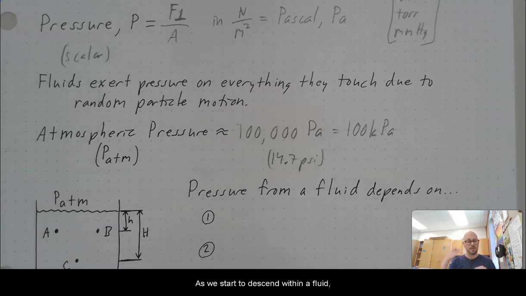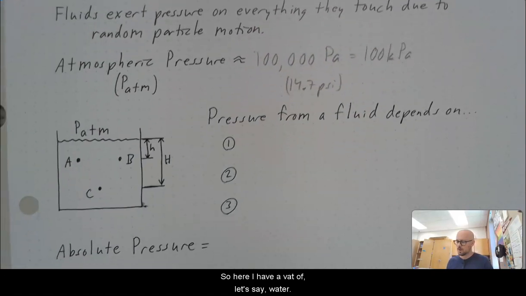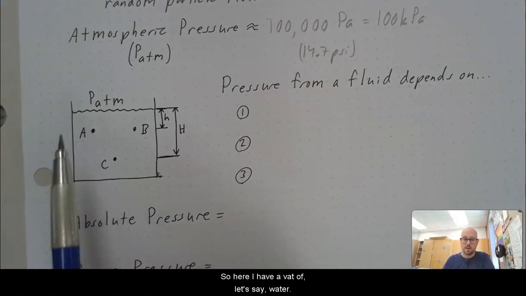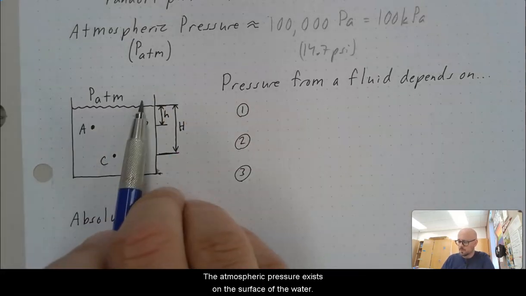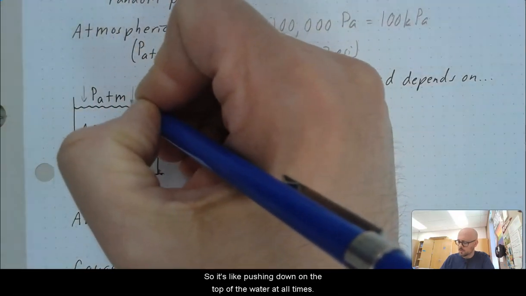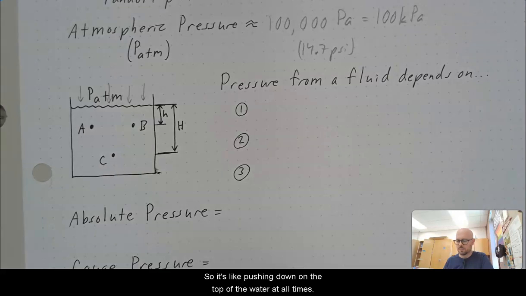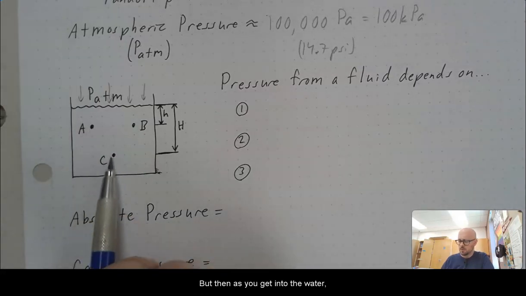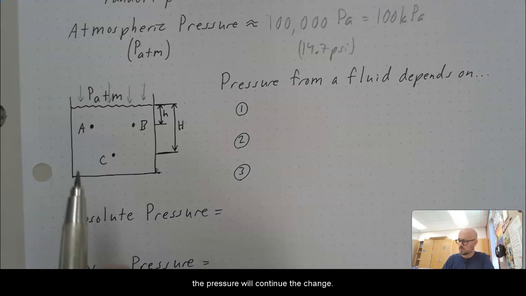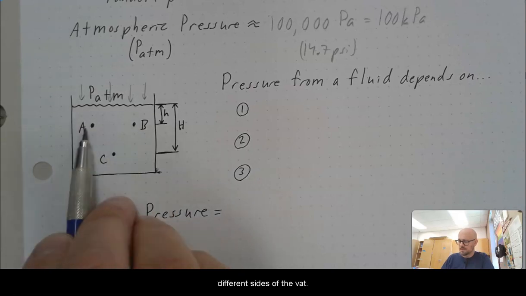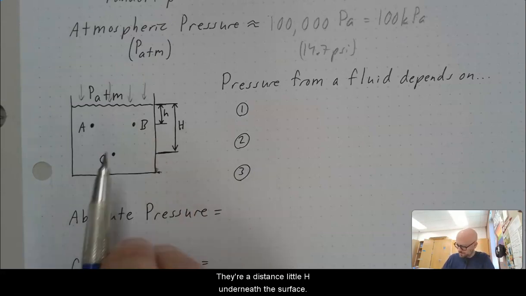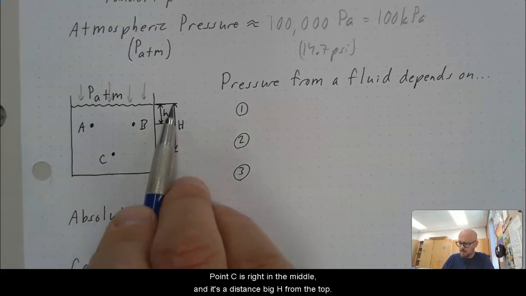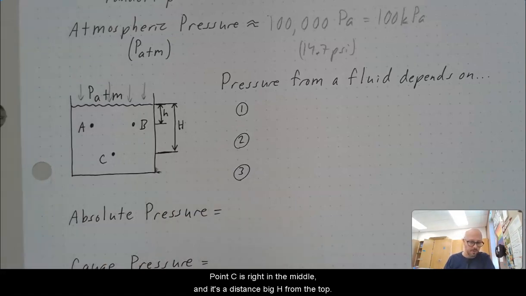As we start to descend within a fluid, the pressure will also change. So here I have a vat of, let's say, water. The atmospheric pressure exists on the surface of the water, so it's like pushing down on the top of the water at all times. But then as you get into the water, the pressure will continue to change. Now, points A and B are on different sides of the vat. They're a distance little h underneath the surface. Point C is right in the middle, and it's a distance big H from the top.